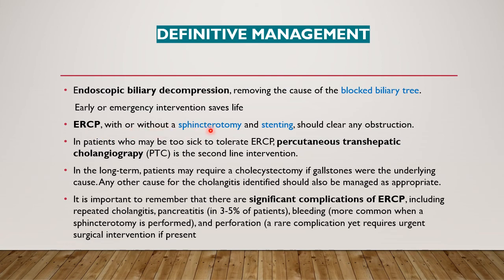ERCP with or without sphincterotomy and stenting should clear any obstruction. This is the treatment of choice for all patients. In patients who may be too sick to tolerate ERCP, percutaneous transhepatic cholangiography or PTC can be used as a second line of intervention. But this investigation is becoming not so useful these days because ERCP is far superior to it.